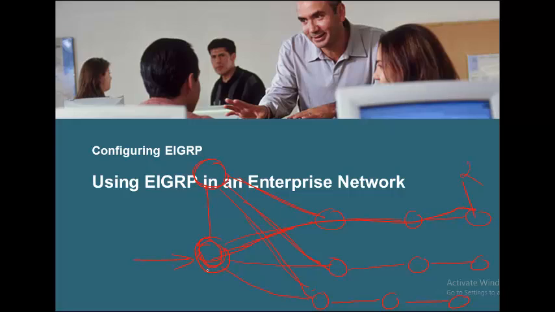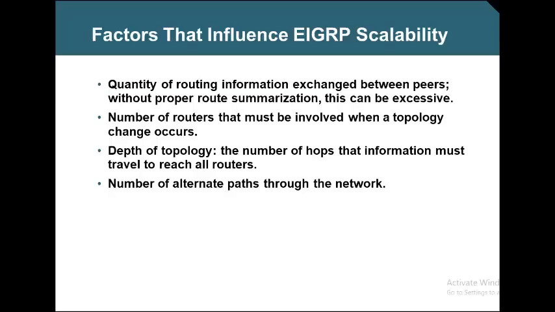Before that, some introduction to understand this chapter. Factors that influence EIGRP scalability. What makes EIGRP slower? How to improve the scalability of EIGRP? Number one, we already learned summarization.